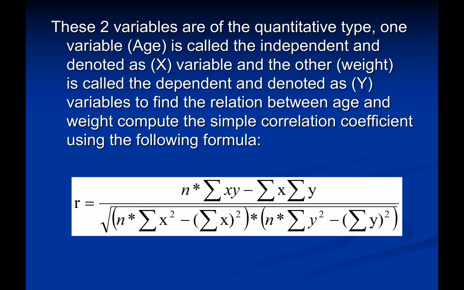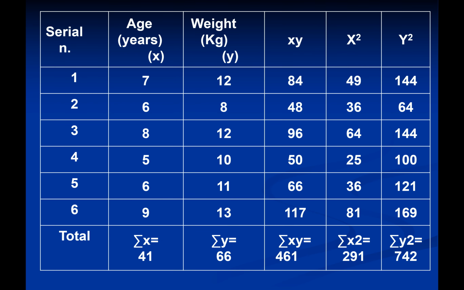Now, in order to find the simple correlation coefficient R, we need to create a table, with each column. This is the standard procedure. These are the x values and the y values. Get the xy, meaning multiply x by y. First one is 84. 7 times 12 is 84. 6 times 8 is 48. 8 times 12 is 96. 5 times 10 is 50. 6 times 11 is 66. 9 times 13 is 117.